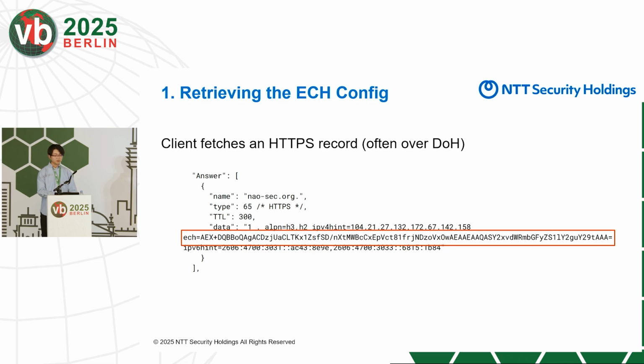In the JSON response, there is a field that starts with ech=. The long base64 text you see on the slide is the encrypted configuration blob defined in the ECH draft. The client decodes this blob and keeps it until the TTL runs out. When the TTL expires, it fetches a fresh config. With the config cached, the client is ready to build its encrypted client hello.